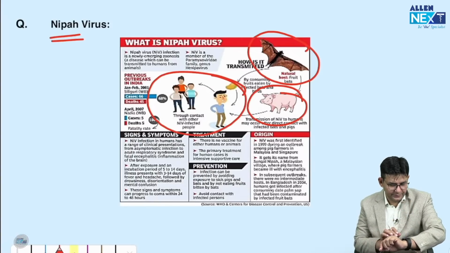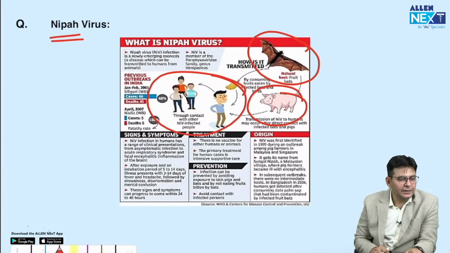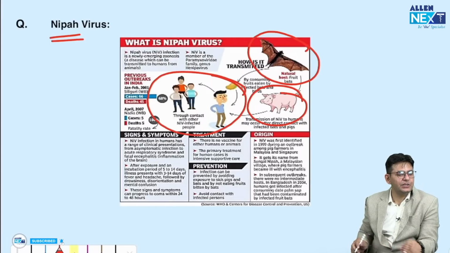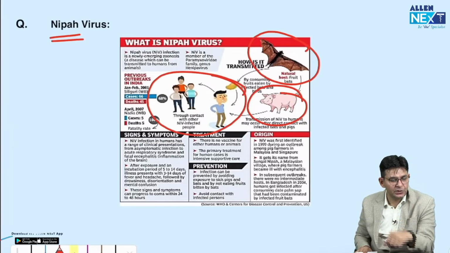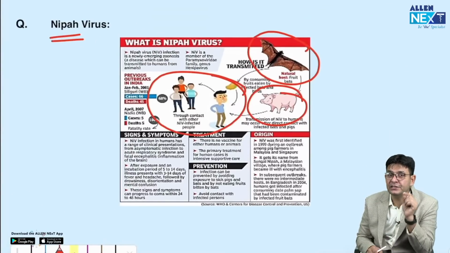Let me tell you. If you tell this, yes, tell in the chat box. Nipah virus, it's a member of which family? Paramyxoviridae. Fine. It's a Paramyxoviridae having mortality of more than 70%.